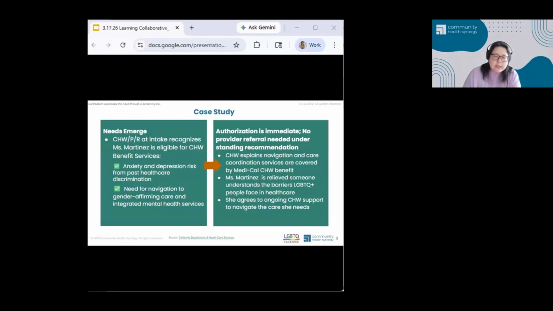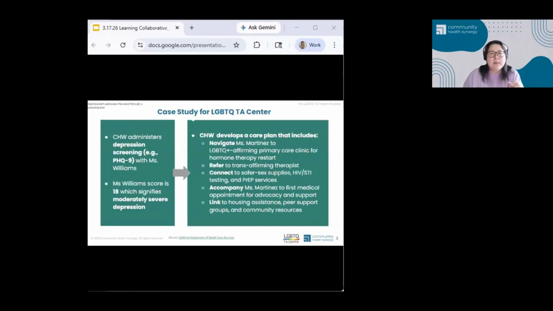Now that she's agreed to engage with your CHW program, imagine that Ms. Martinez has self-administered the PHQ-9 depression screening, and your CHW sees that her score signifies moderately severe depression. This presents an opportunity to further assess her needs and develop a care plan.